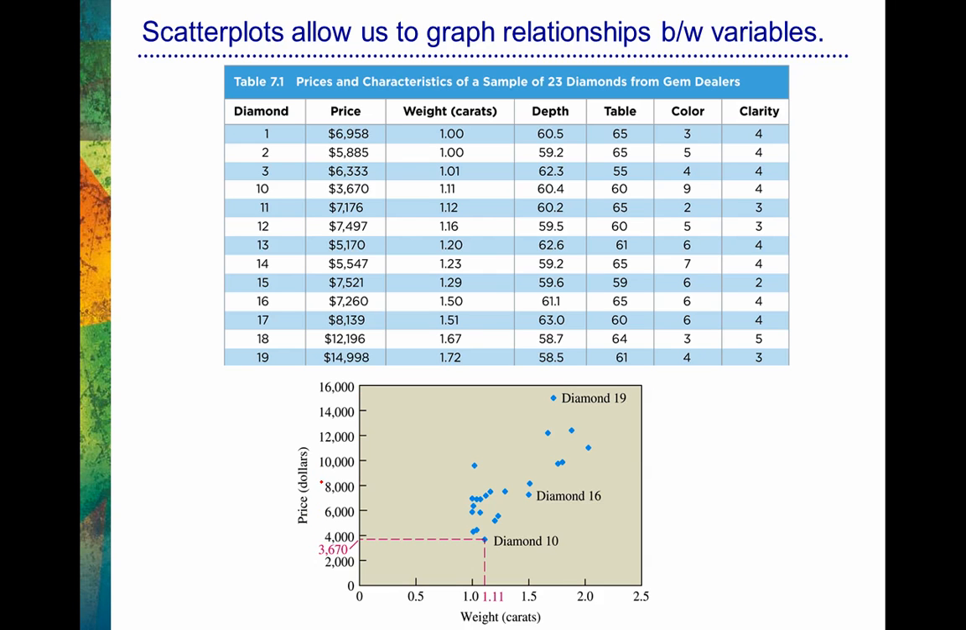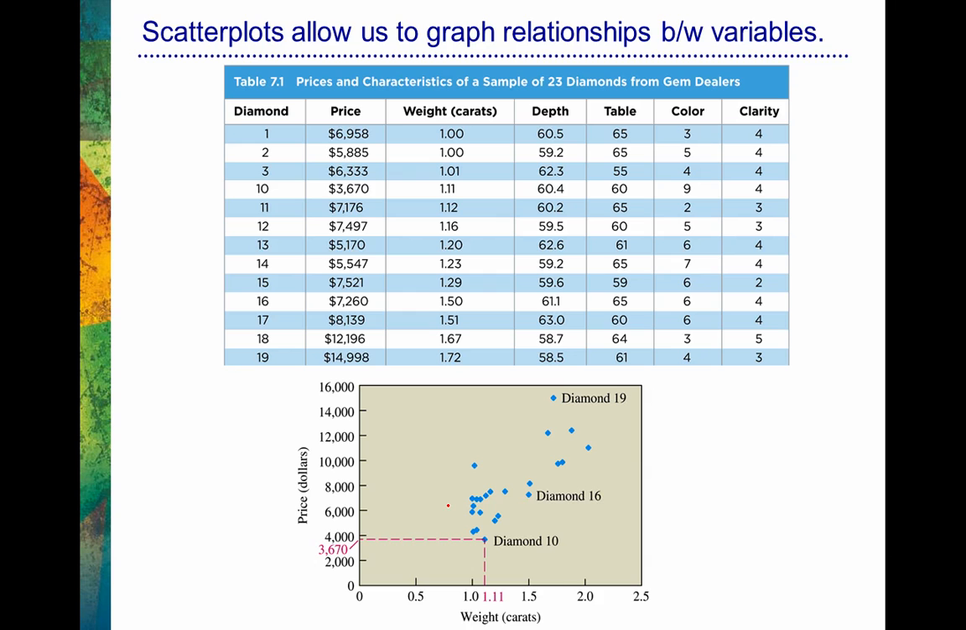So here's just one example, diamond number 10. So diamond number 10 is worth $3,670. And it has a weight of 1.11 carats. So we can see this spot right here identifies where it is based on these two variables. And we do that for every other diamond. So this diamond right here weighs about 1 carat, and it's worth about nearly $10,000. We can do that with every single one of these diamonds, and that's what's been done here.